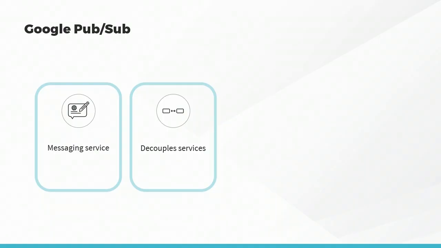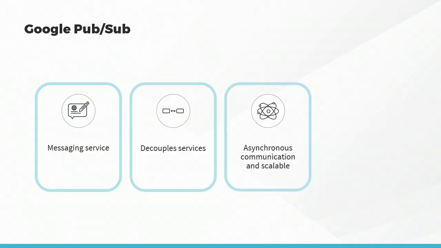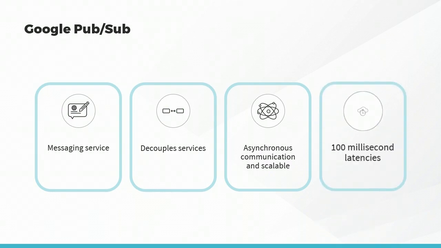And this decoupling is what makes it a very powerful tool, because we have this asynchronous communication that's totally scalable. You can have 100 subscribers, 100 people listening to the message, or you can have one, and you're still going to get a 100 millisecond latency between the events. And this is the idea of what these Google Pub/Subs are.